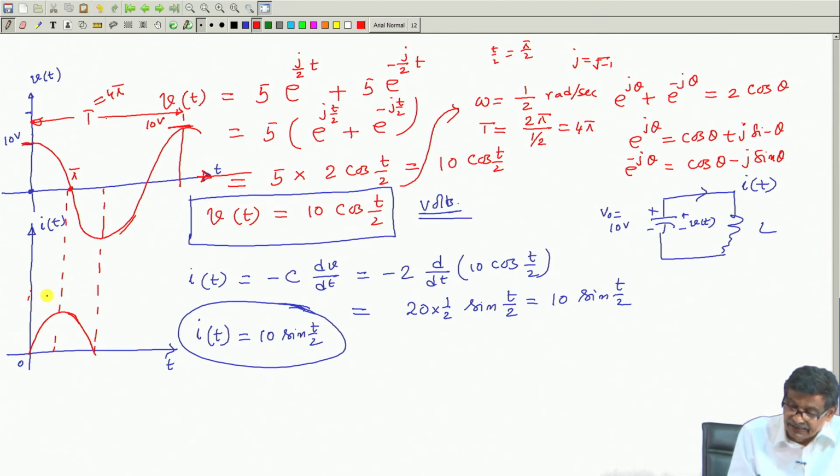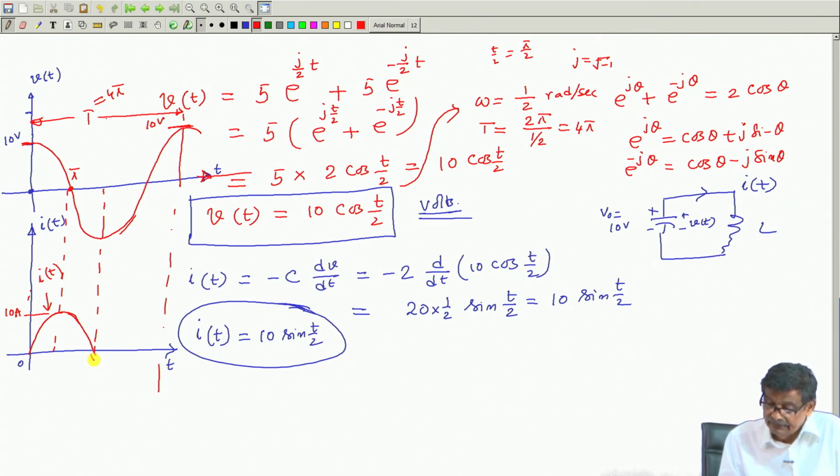This is i(t). What is this i(t)? 10 sine t by 2. So, this one is 10 ampere, this one is 10 volt. It will be varying sinusoidally. Got the point? And then it will be like this, and it will go on doing like this.